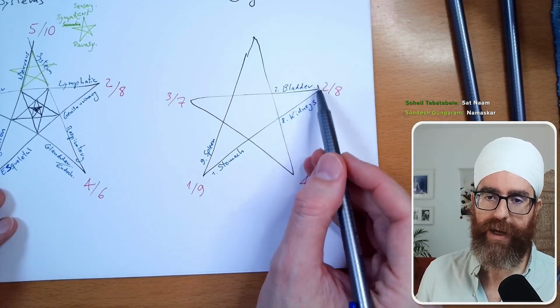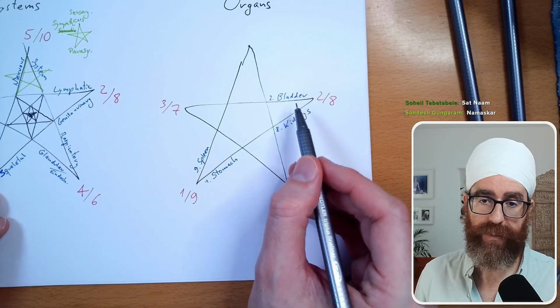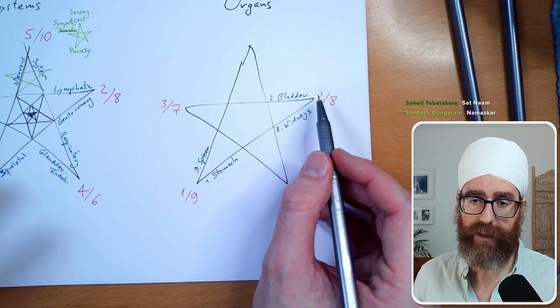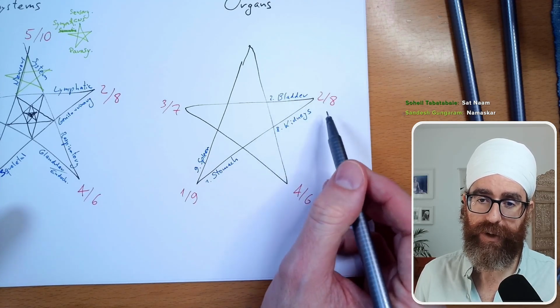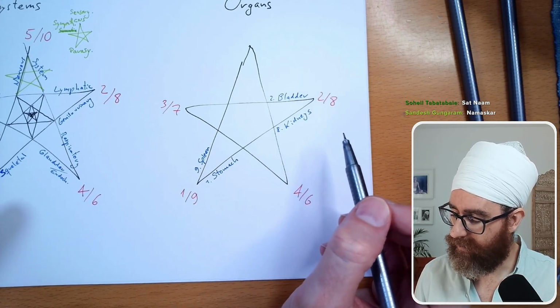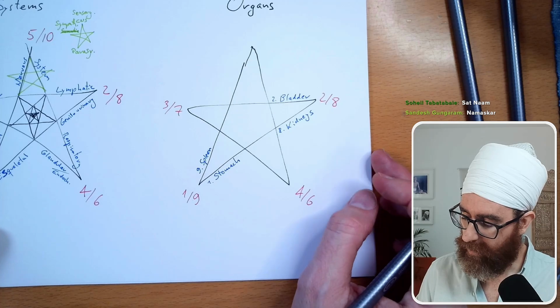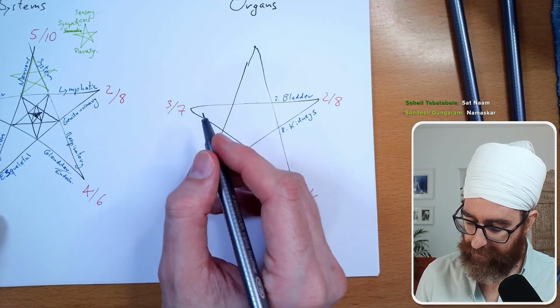So bladder would be the accumulation of water to be released, and sometimes that accumulation of water can be toxic, and that's why it's more connected to the 2. And the kidneys is the actual cleaning and filtering, and that would be connected to the 8. 1, 2, 3. Let's go to the 3.